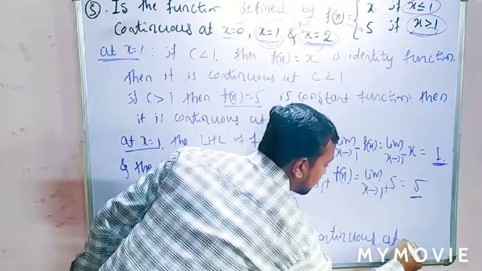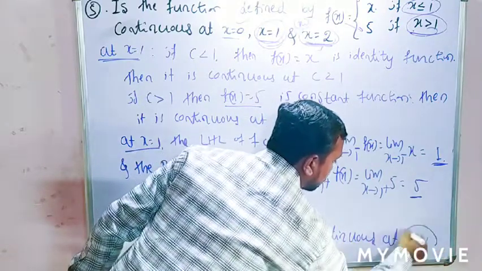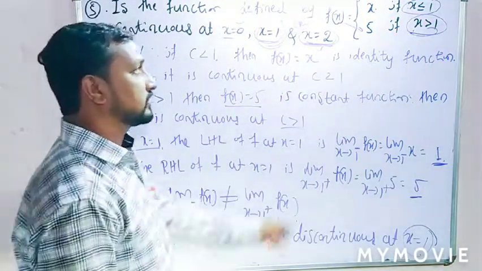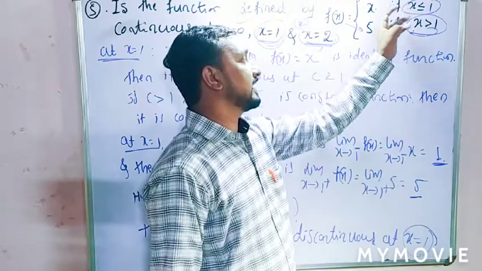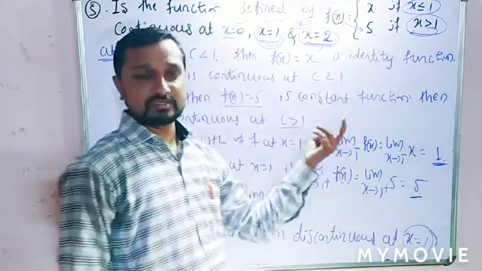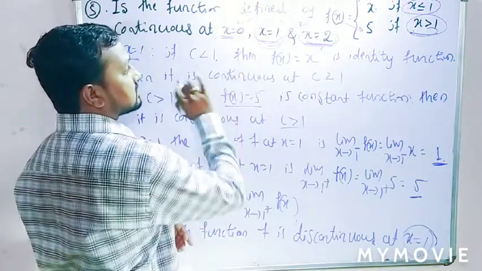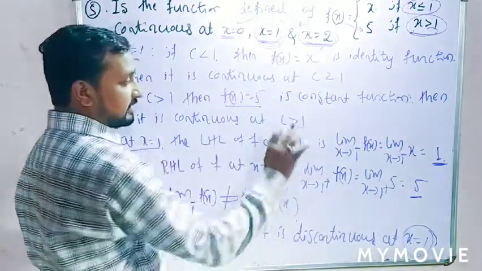Discontinuous at the only point x equal to 1. At x equal to 1, this is discontinuous. How do we know that? Say that LHL is x, RHL is 5. So obviously this is a discontinuous function. Here at x equal to 0, it is continuous. At x equal to 1, it is discontinuous.